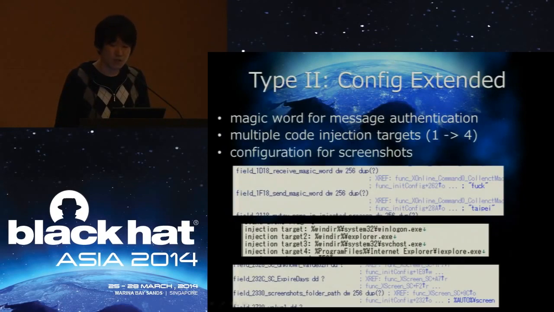Type 2 config structure is extended from type 1. Type 2 checks a magic word in the config when sending and receiving packets. The objective may be authentication or target identification. Furthermore, type 2 config holds multiple injection targets. The configuration for screenshots is also added.